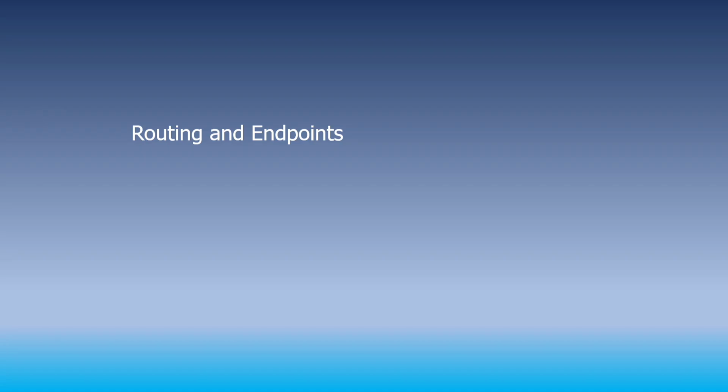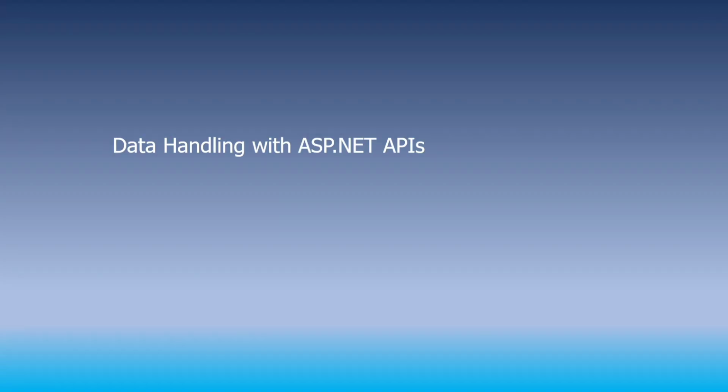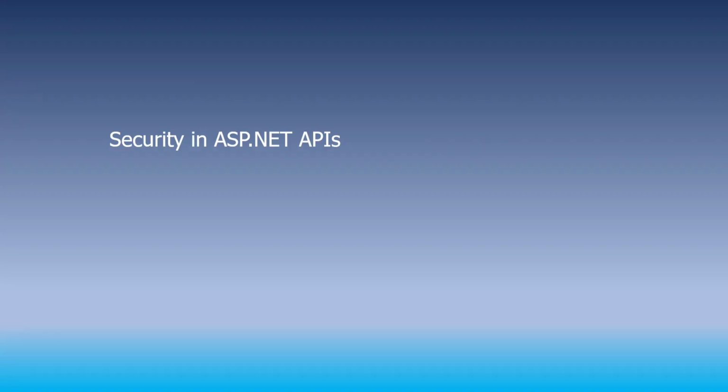ASP.NET APIs can handle data using Entity Framework Core, allowing for easy interactions with databases. Implement security measures like authentication and authorization using JWT (JSON Web Token) or Open Authentication.